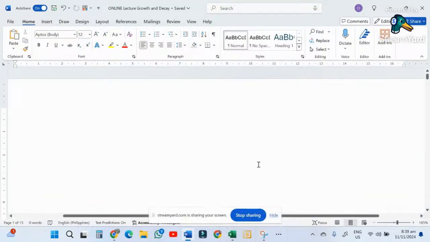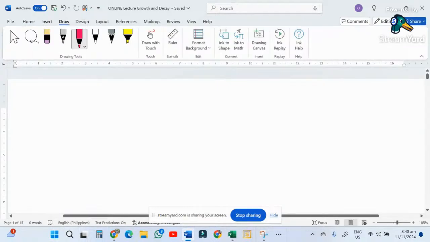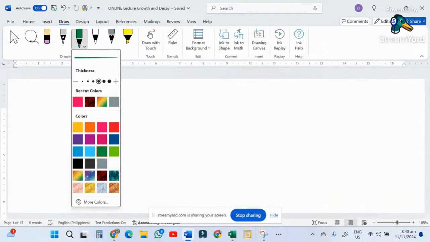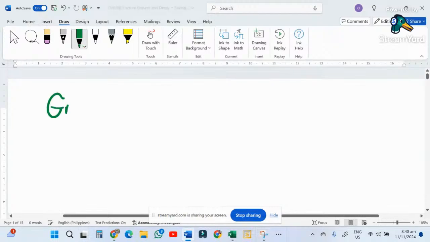All right. So what is growth and decay? Growth is always positive because it connotes development.